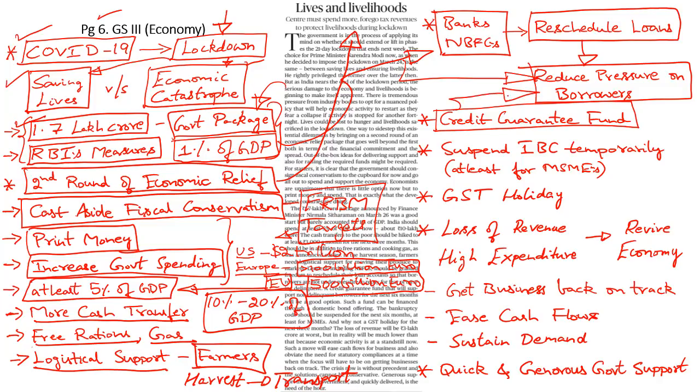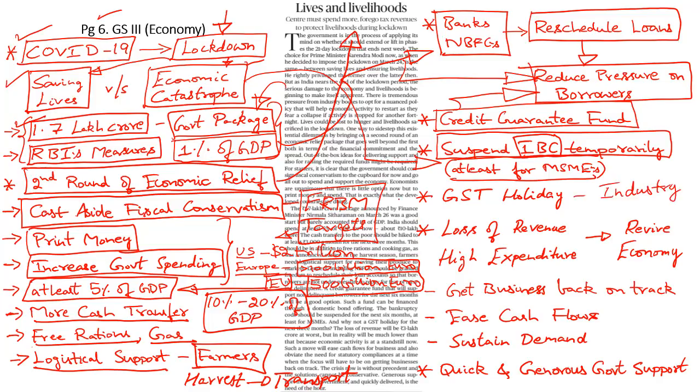Then the government should also consider suspending the Insolvency and Bankruptcy Code temporarily, at least for the MSME sector. Because the economic crisis is going to sink a number of small businesses, and instead of resolving and winding them up under the IBC, these small enterprises should be given an opportunity to resume their business with government support. Then the editorial also suggests that the government could consider providing a GST holiday for the industry, especially for the small enterprises.